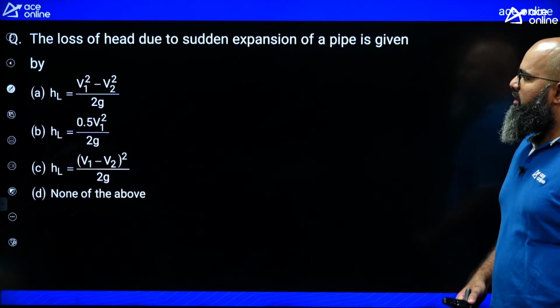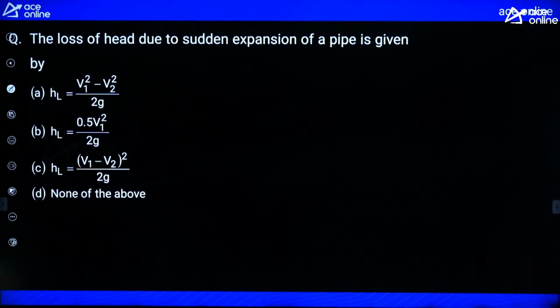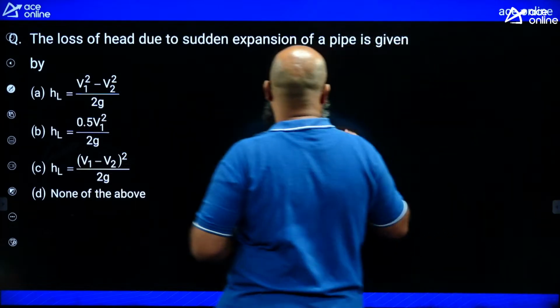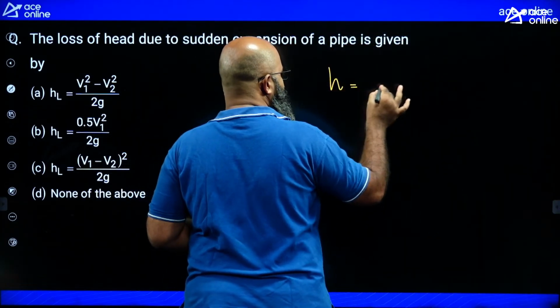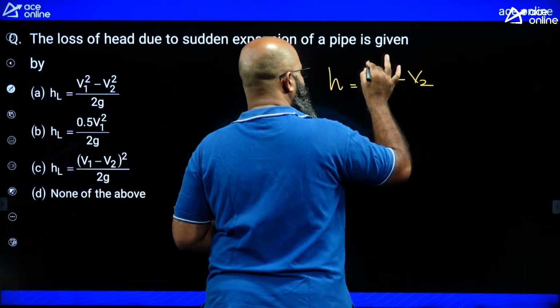Okay. Next question. The loss of head due to sudden expansion, try this question. Loss of head due to sudden expansion in a pipe flow is given by how much? Now, in the case of sudden expansion, the formula for head loss, a direct formula based question, head loss is equal to velocity before eddy, which is V1, minus velocity after eddy.